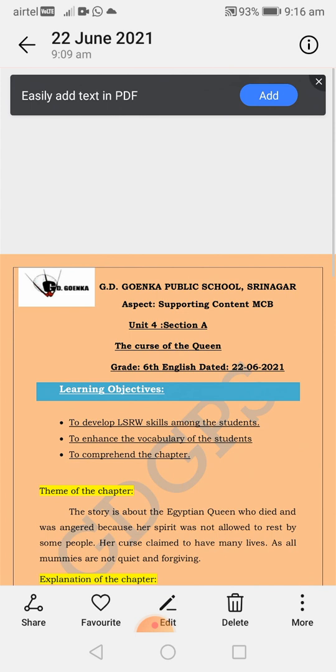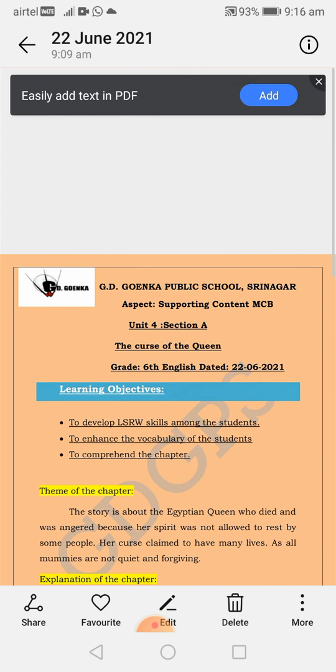Today, we are going to discuss a new topic from your English book, that is The Curse of the Coin. It has been taken from Unit 4, Section A. First of all, let's talk about the theme of the chapter. The theme of the chapter goes like this.